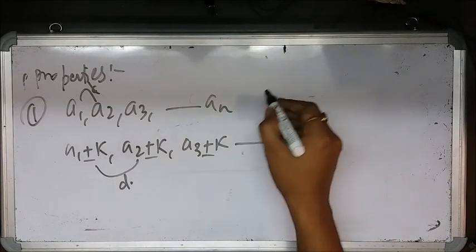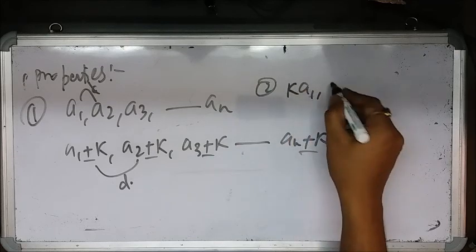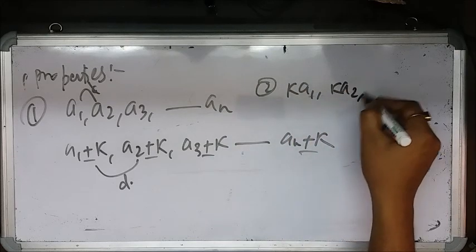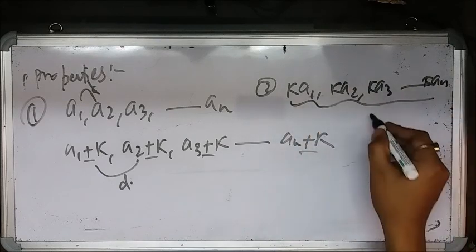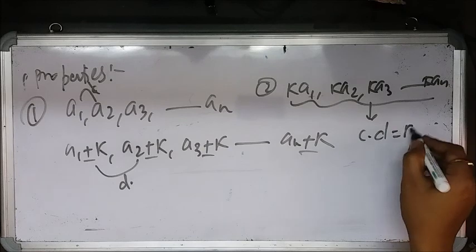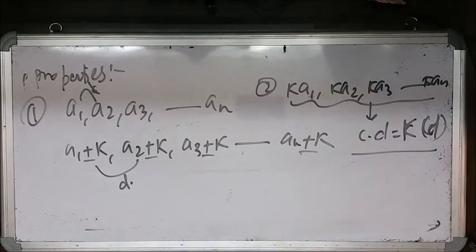Now similarly, if you multiply all the terms by a fixed constant, then it again remains in AP, but in this case the common difference will be k times the earlier common difference.